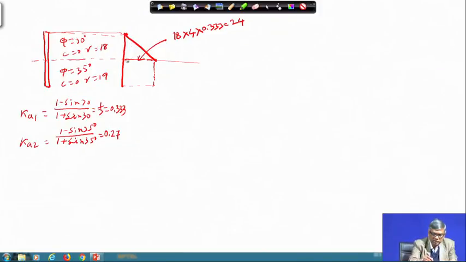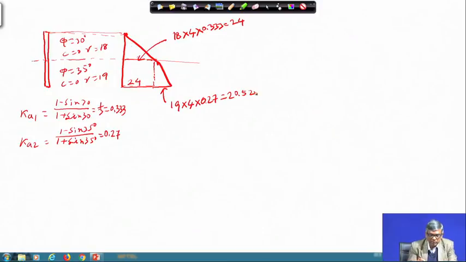Now, because of this soil layer, you have to find out the additional earth pressure. So assume this is the 0 level. From here you will get the pressure diagram, something like this. What will be this value? This is already 24, and this value will be equal to 19 multiplied by 4 multiplied by 0.27, so that is equal to 20.52. This is 20.52.